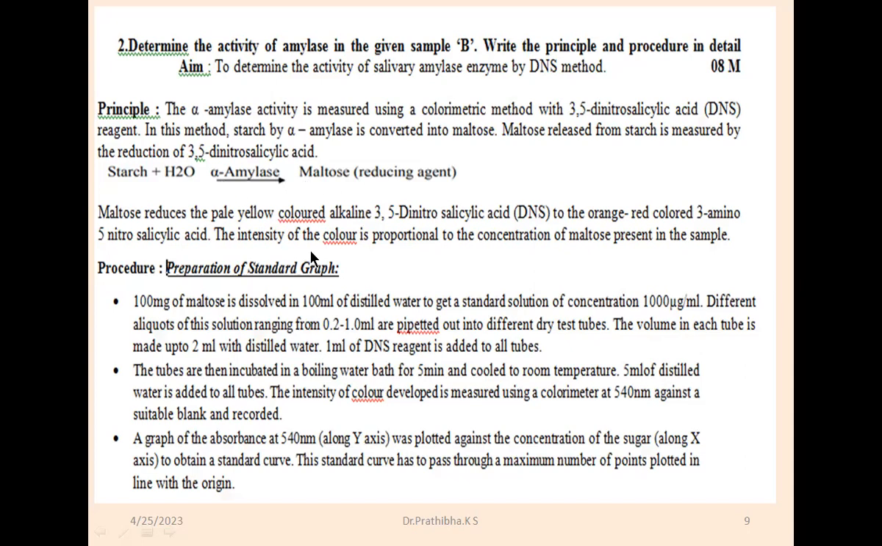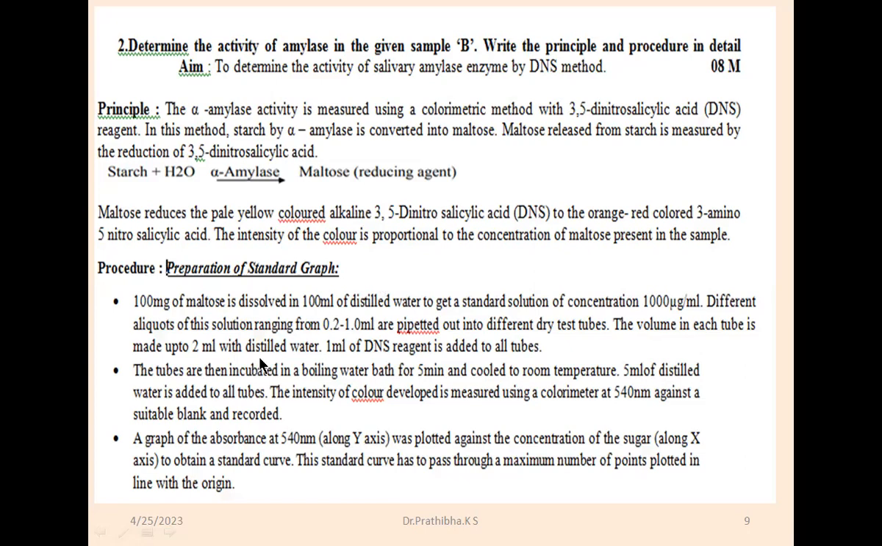Please, you can take a screenshot and study this one. This is the principle, and they have asked for principle and procedure in detail. So this principle and this procedure need to be written. For the procedure, first the preparation of the standard graph is given here. You are going to weigh 100 mg of maltose dissolved in 100 ml of distilled water. All this will be prepared in the standard volumetric flask in the examination hall and kept.